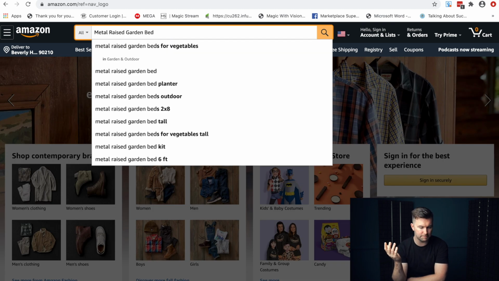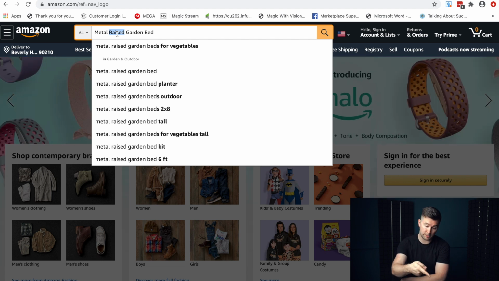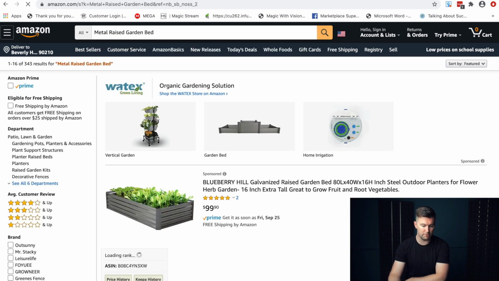Maybe people don't type that in. Metal garden bed, but then they know it's a raised garden bed, so it's literally going to be either metal garden bed, and you can see people are searching because we see Amazon giving us the suggestions there. So I'm going to leave it at raised for now.